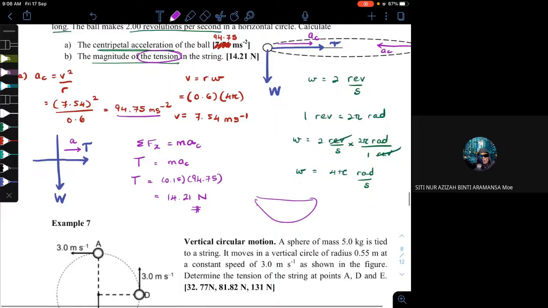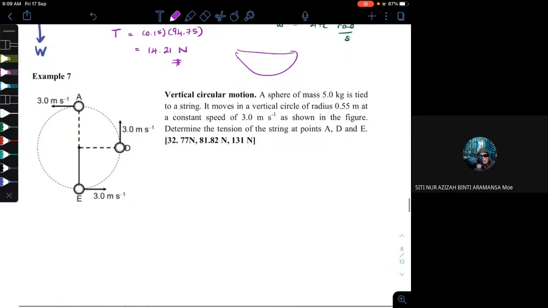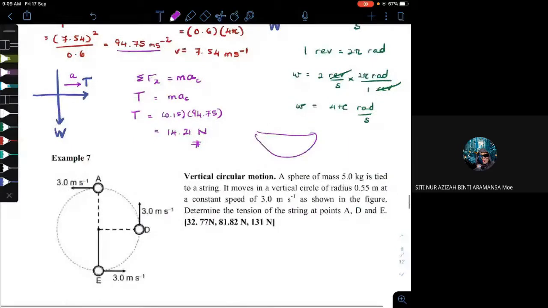Okay, so let's try to do the next one. So, Miss assume you dah habis salin. Okay, so example 7. So, let's try to read this question. Oh, tadi tu horizontal circular motion. Yang X component pula. Tapi sekarang kalau dia pusing, vertical circular motion. Dia pusing macam tu. Kan? Tadi dia pusing macam tu. Sekarang dia pusing macam tu. Okay? So, sekarang ni let's read the question.